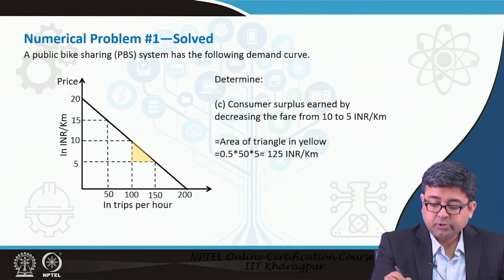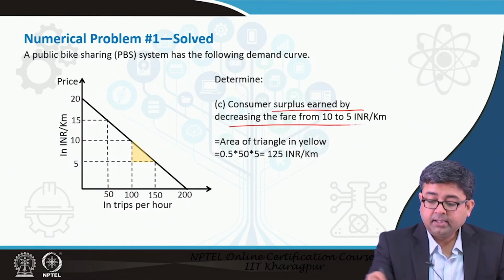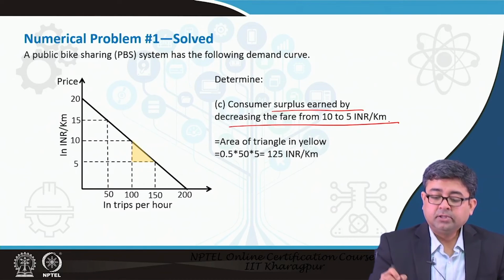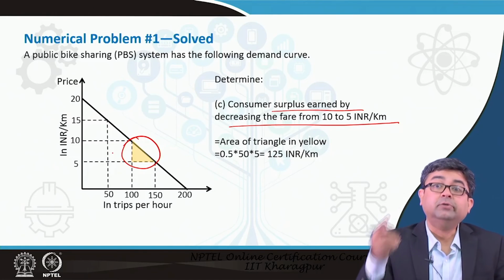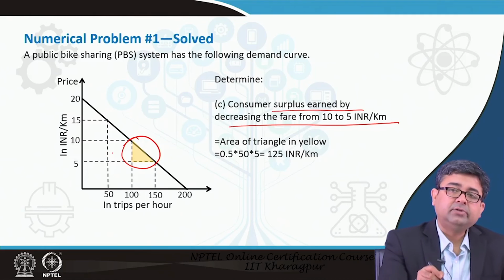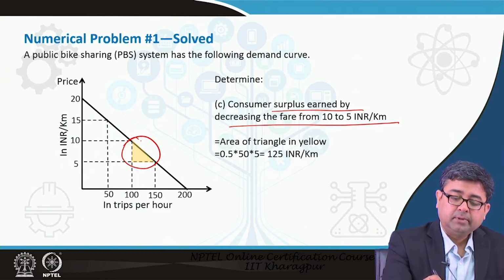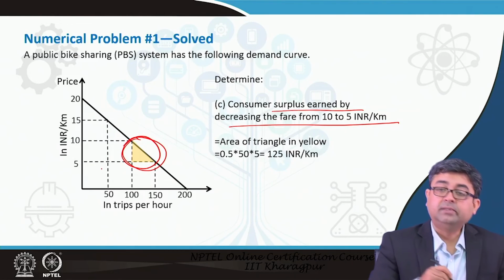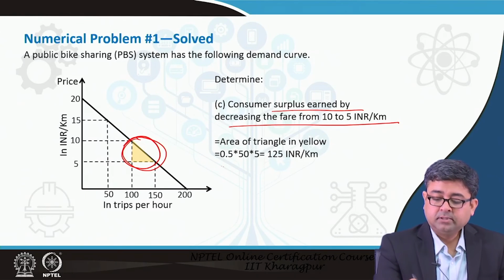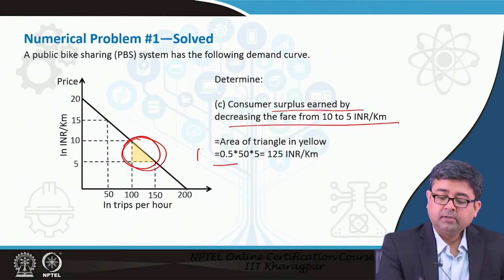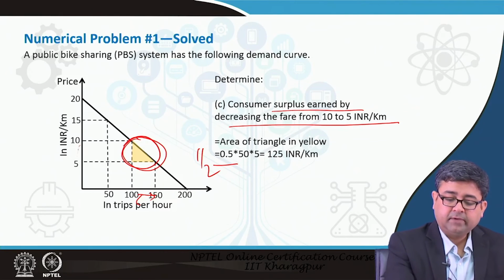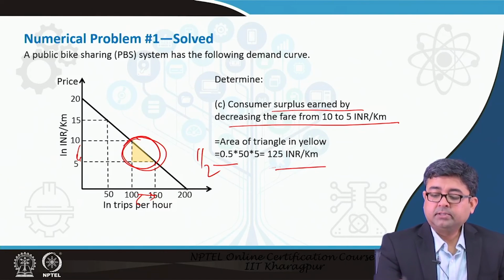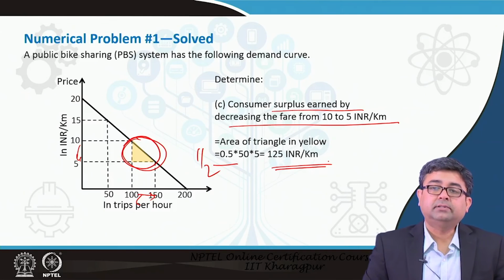Finally, what is the consumer surplus earned by decreasing the fare? The consumer surplus earned is the consumer surplus for the new users. Already the existing users have the consumer surplus, but the new users now have this additional consumer surplus, which is the triangular area again, 1/2 times 50 times 5. So, that is the new consumer surplus that is earned.